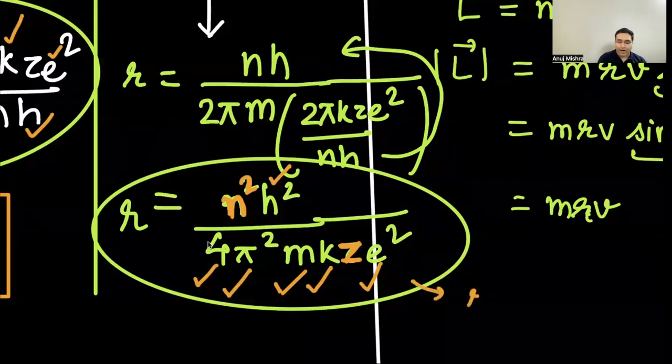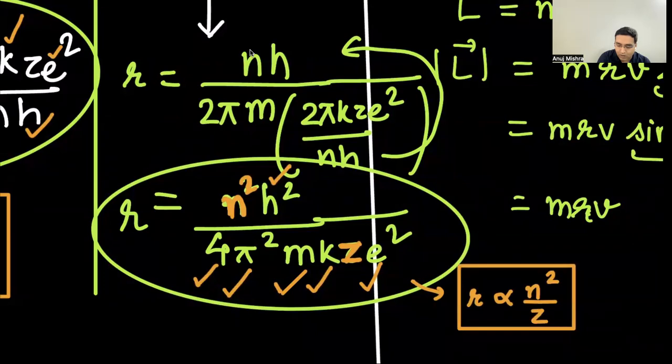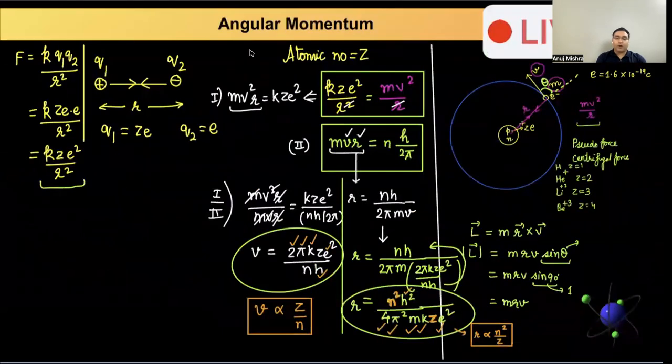So can we write? What shall I write? Tell me. R should be proportional to. What shall I write? Now you will tell me this time. I will not tell. R is proportional to N square upon Z. Very good. Excellent. So all of us understand R is proportional to N square upon Z. Okay. V proportional to Z by N, R proportional to N square by Z. Clear?